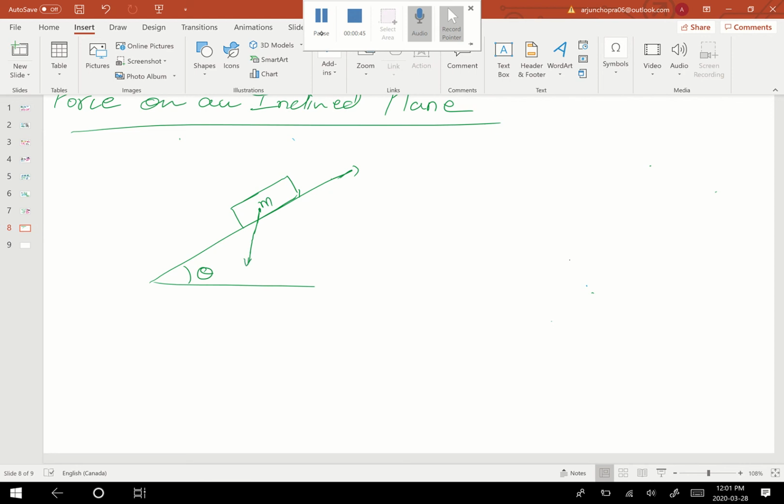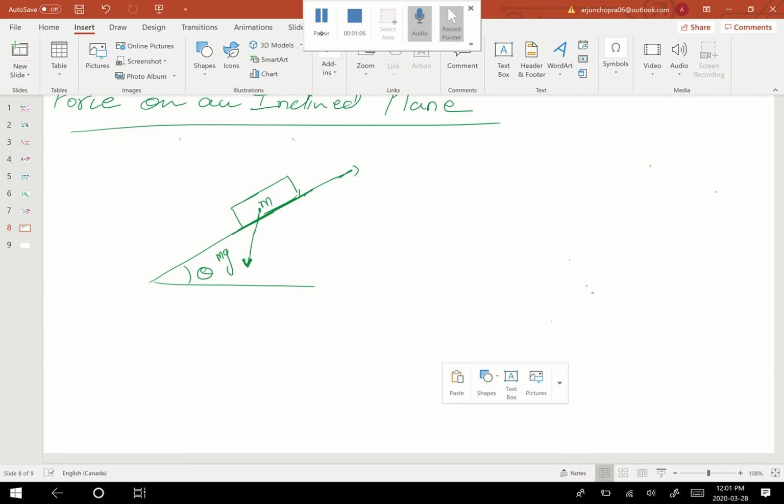One of the concepts which you should always remember is that gravity always acts straight in the downward direction. Now I wanted to resolve the components of this gravitational force, which is equal to mg. I wanted to resolve the component of this force along the inclined plane and perpendicular to the inclined plane. So how can I do that?